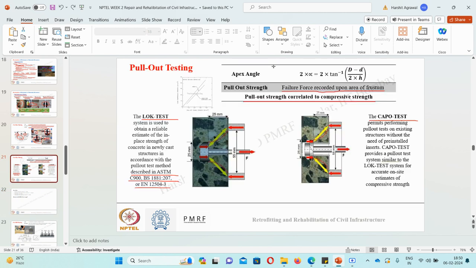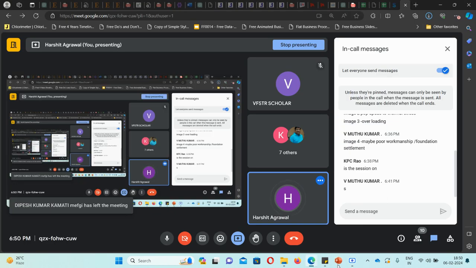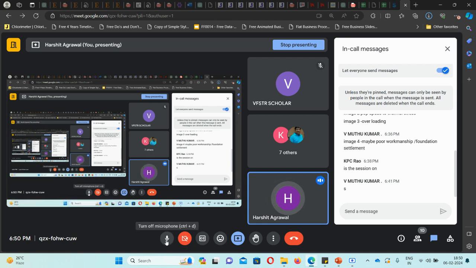Okay, I will place this. Okay, this is not needed. You just do the calculation once. How will we get the pull-out strength? Calculate the area of the frustum first, divide the pull-out load by the area of the frustum, and then calculate the strength. Okay, I will wait for 1 minute and then we'll see the answer.